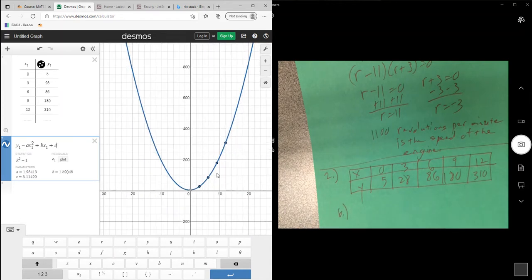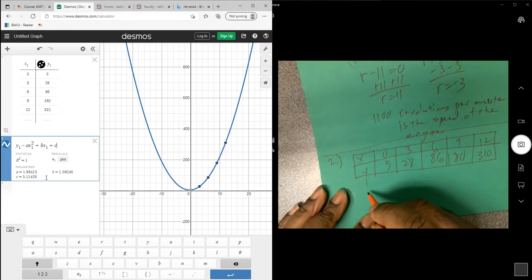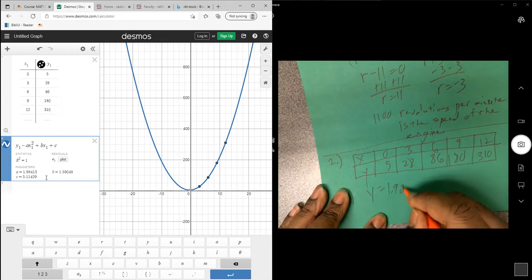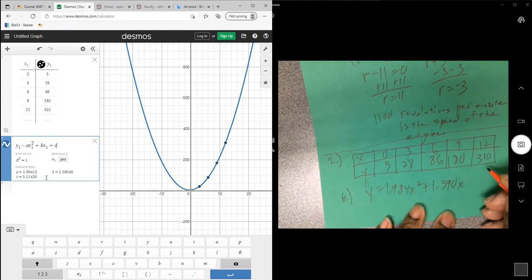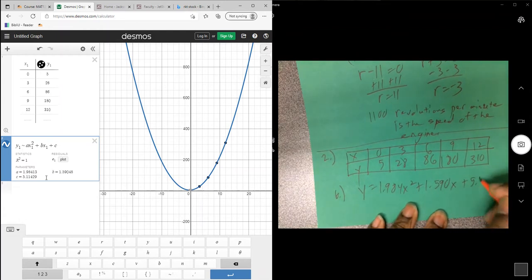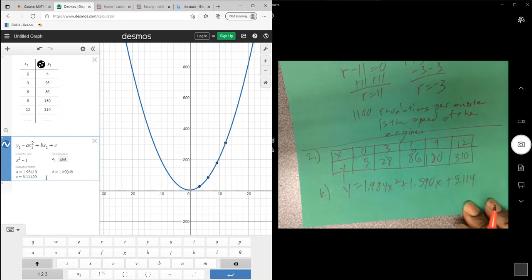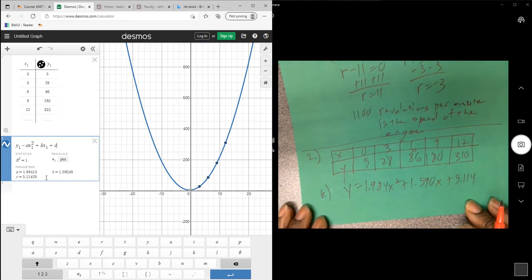Okay, now we have our regression here, and it also gives us the equation. They want us to round to 3 decimal places here. So we would end up having y is equal to 1.984x squared plus 1.590x plus 5.114. That would be our quadratic equation.